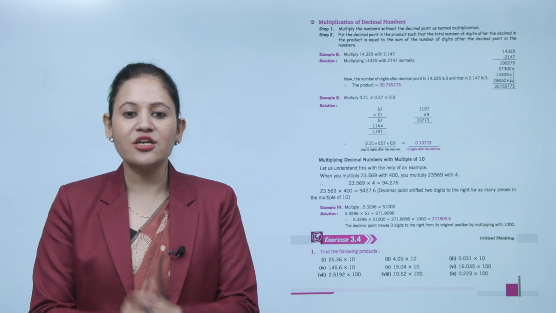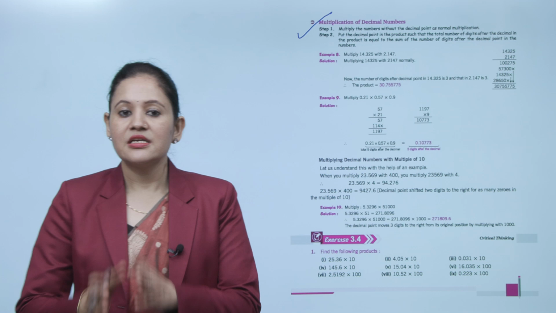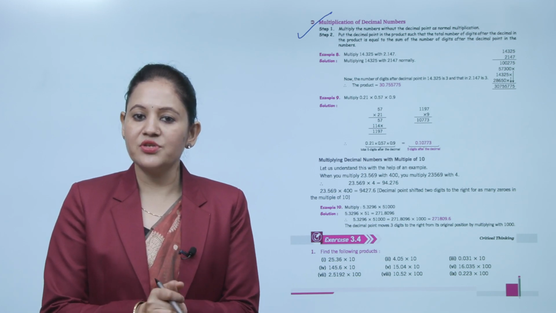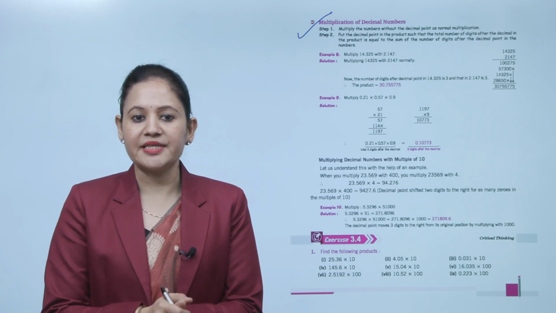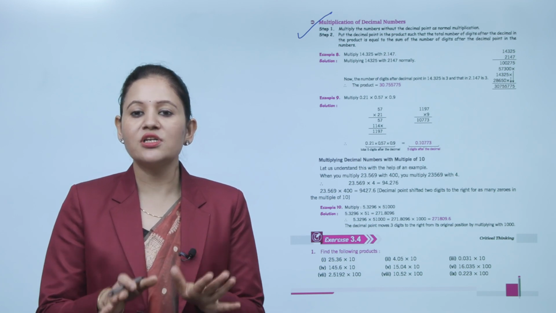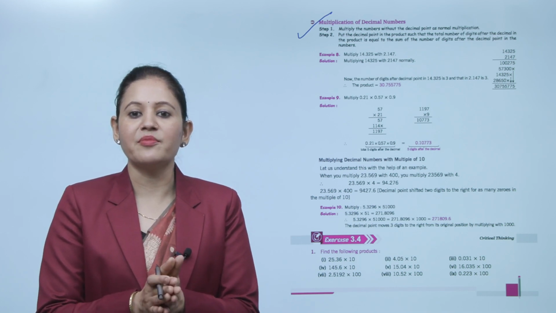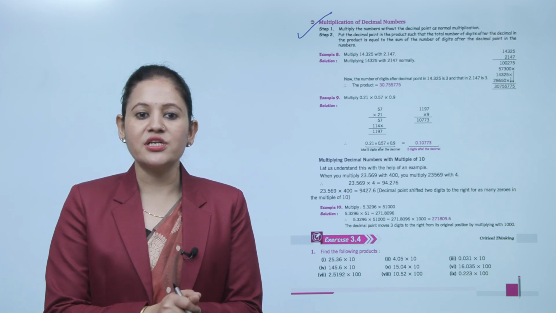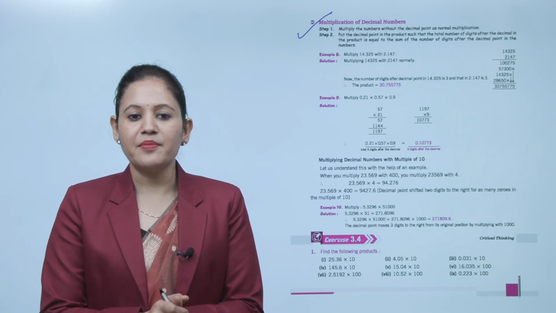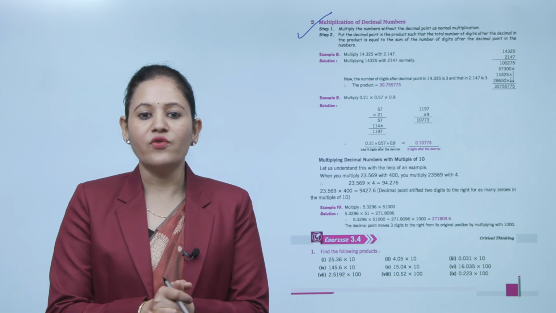Next is multiplication of decimal numbers. Step 1: Multiply the numbers without the decimal point as in normal multiplication. Put the decimal point in the product such that the total number of digits after the decimal in the product is equal to the sum of the number of digits after the decimal point in the numbers. For example, multiply 14.325 with 2.147.